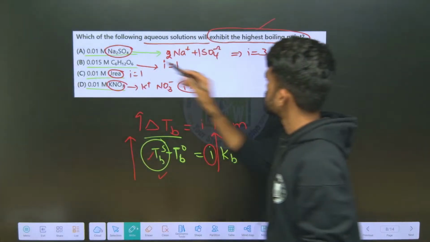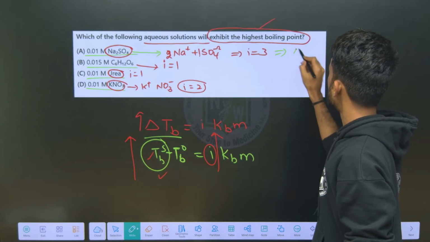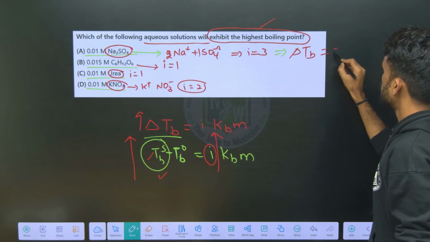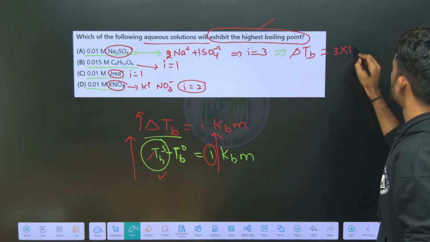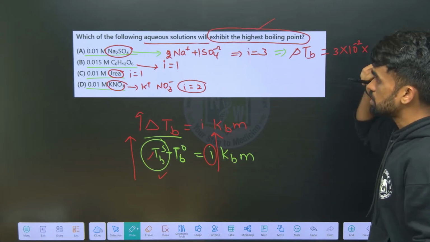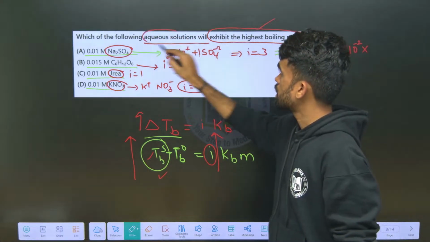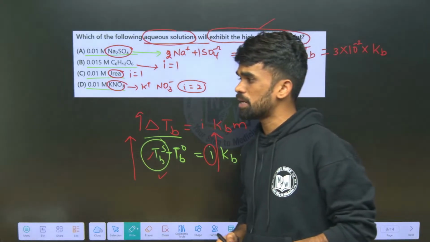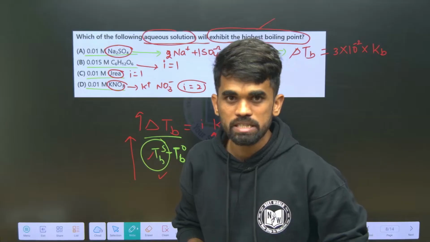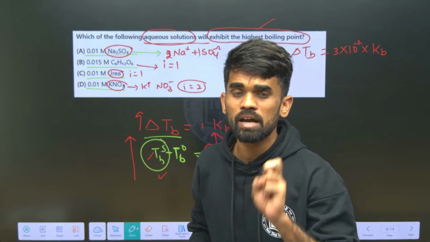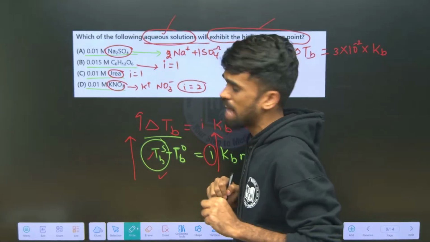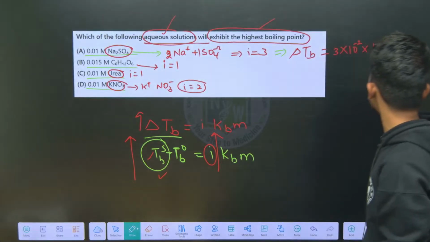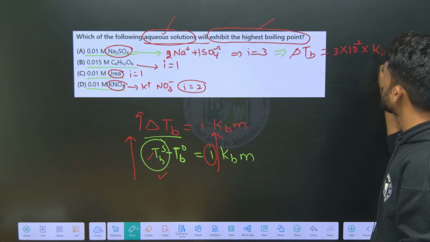The i value is 3. So I am calculating delta Tb. Delta Tb equals i value 3 into concentration 10 power minus 2 into Kb. Since it is an aqueous solution, the Kb value is the same for all the solutions, because Kb depends only upon the nature of the solvent. I have discussed now that Kf and Kb depend only on the nature of the solvent. What is the nature of the solvent? It is an aqueous solution, so it is the same in all cases. Kb value will be the same in all cases.